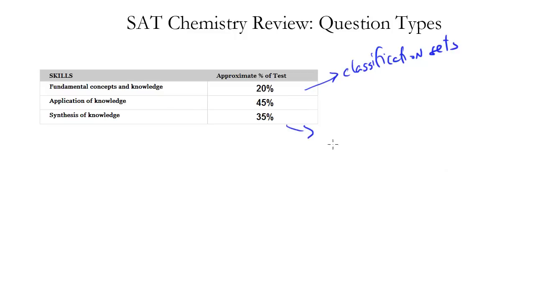Synthesis of knowledge, I like to think these are going to be a lot of your relationship analysis questions. So these are those weird ones where you've got to determine if the first statement is true and if the second statement is true, and then if they're both true, you have to determine if the second statement explains or is the reason for the first statement. And the last one, application of knowledge, these are your classic multiple choice questions. So it's just using your knowledge and answering particular questions on them. So those are the 3 question types. Let's go into them in a bit more detail.